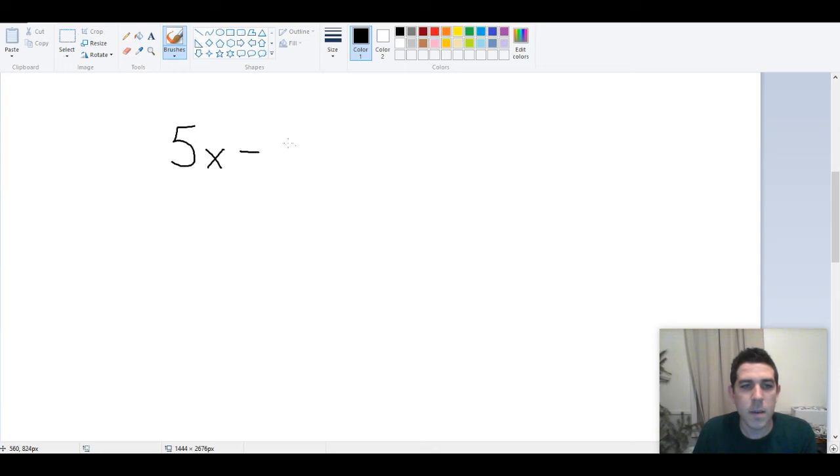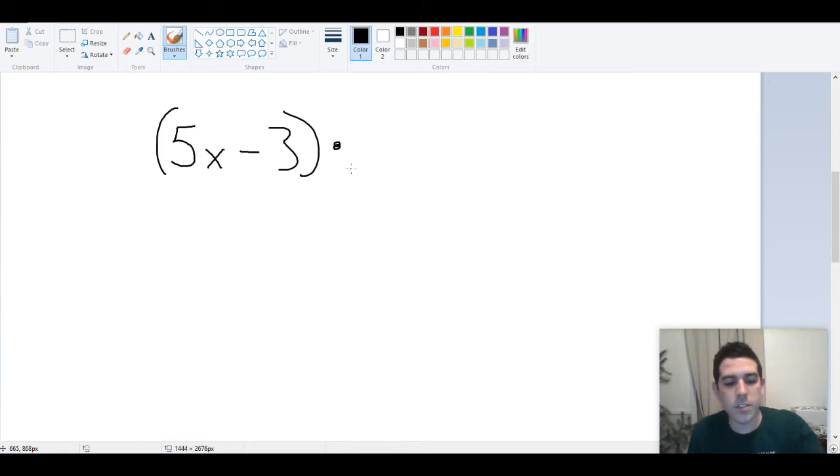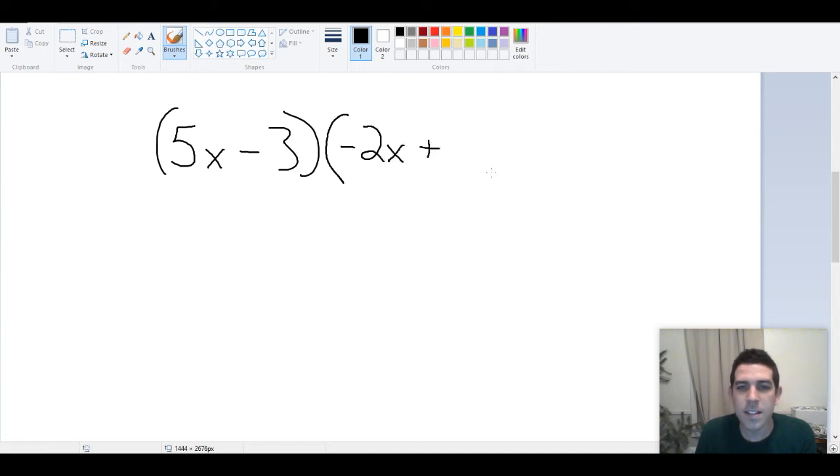(5x - 3) multiplied, and actually a little hint here is you don't have to put the multiply symbol. A lot of times they'll just put the parentheses next to each other. That means multiplication. Negative (2x + 1). Let's see if you can figure that out. Yep, I threw a negative in the front there to challenge you.